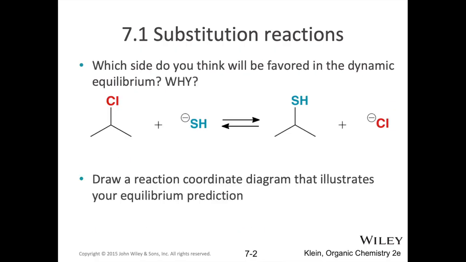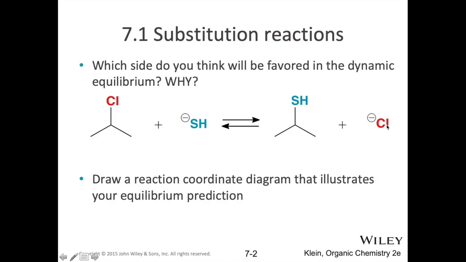Now you could consider this as an equilibrium and then ask yourself, which side of this equilibrium is favored? This hopefully should be ringing a bell from the chapter on acids and bases. We took a similar approach there to figuring out which side of an equilibrium dominates when you consider the acids and bases on both sides. In this case, if we look at our more stable leaving group, we see which of these species is more stable, housing that negative charge. We're comparing the sulfur over here with the chlorine over here.